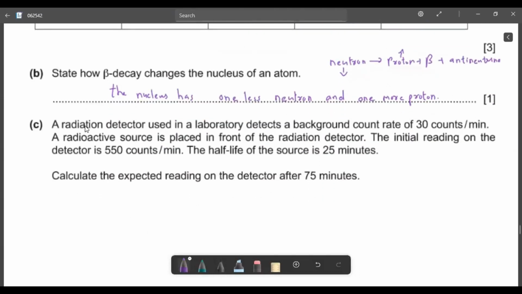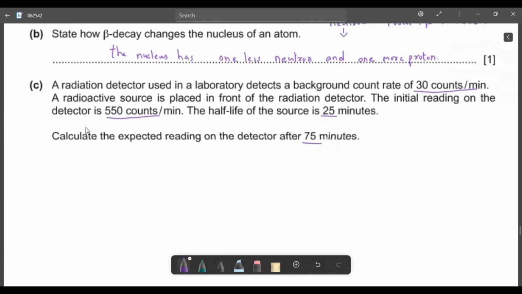Next, a radiation detector used in a laboratory detects a background count rate of 30 counts per minute. A radioactive source is placed in front of the radiation detector. The initial reading on the detector is 550 counts per minute. The half-life is given as 25 minutes. Calculate the expected reading on the detector after 75 minutes. So, the initial reading is 550.